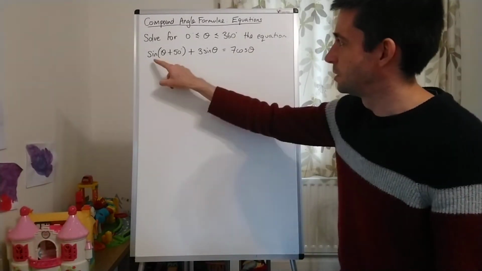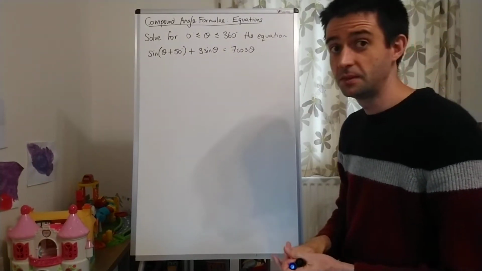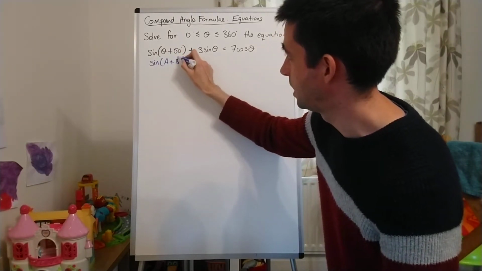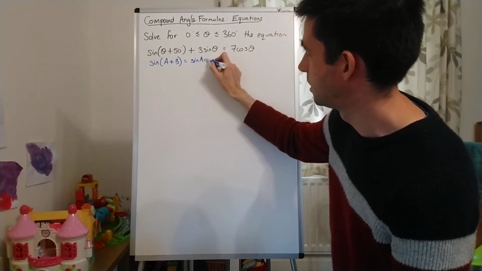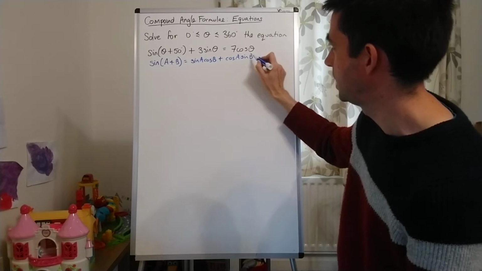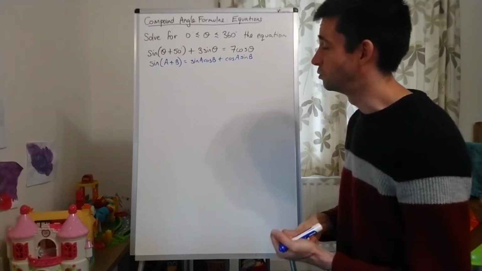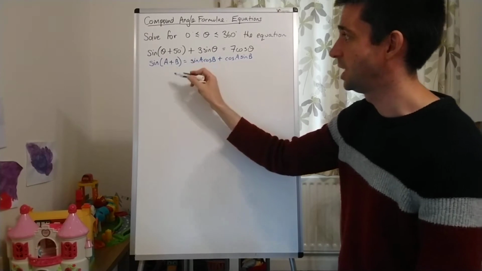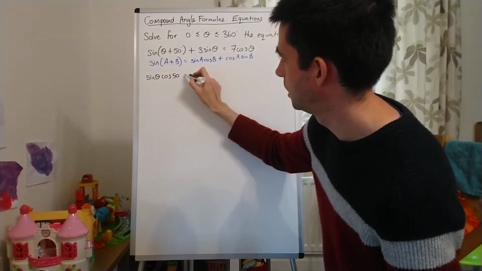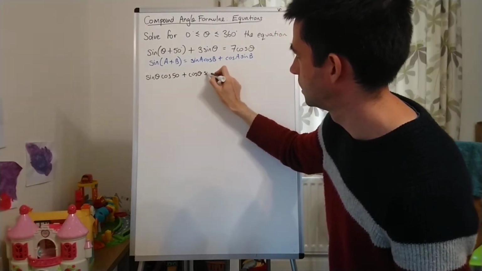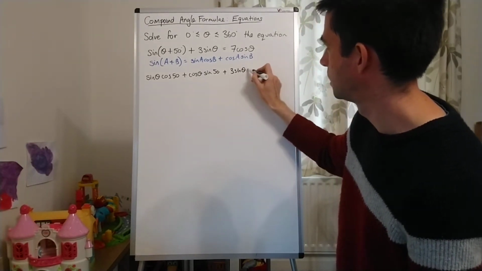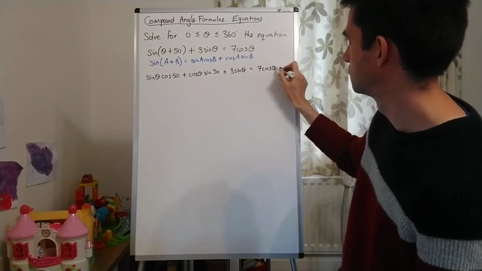Right then, I said, what can we do with sin(θ + 50)? Well, here we have the identity sin(A + B), which is sin A cos B + cos A sin B. Now what that means is that I can rewrite this first part of the equation here as sin θ cos 50 + cos θ sin 50 + 3 sin θ = 7 cos θ.